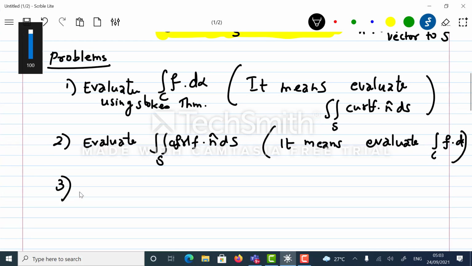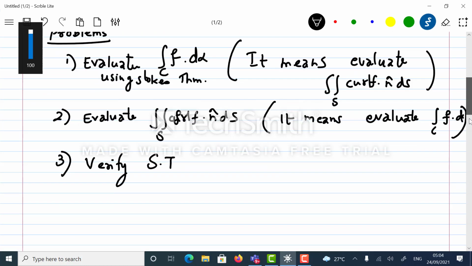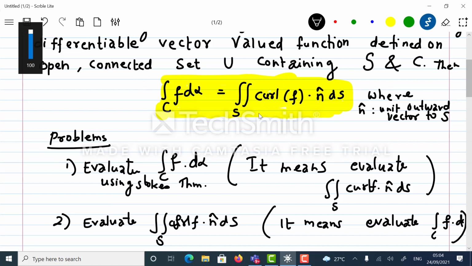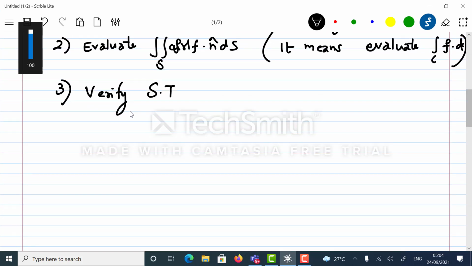And the third question could be: verify Stokes theorem. I'll write ST, that stands for Stokes theorem, as a shortcut. Verifying Stokes theorem means you need to evaluate the left hand side, and evaluate the right hand side, as per the normal way of calculation, and check whether they turn out to be the same or not. Line integral we know how to evaluate. Similarly, we know how to evaluate surface integral. So you calculate both integrals and see whether they turn out to be the same or not.